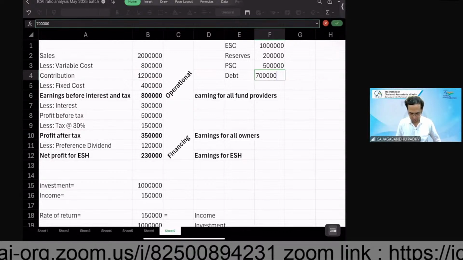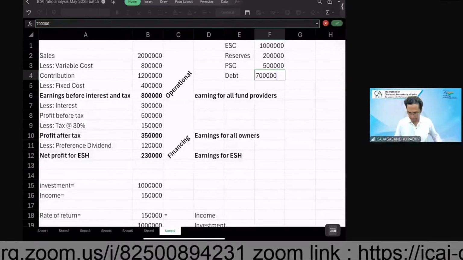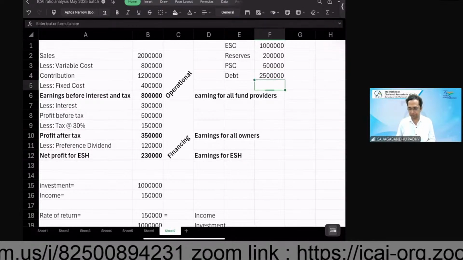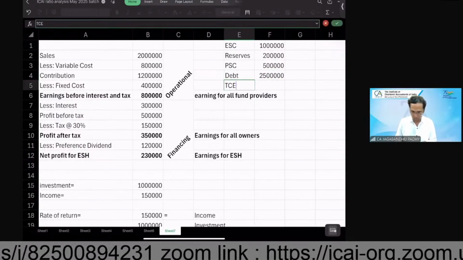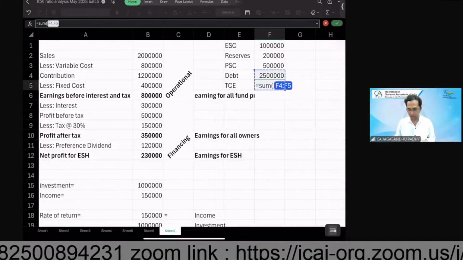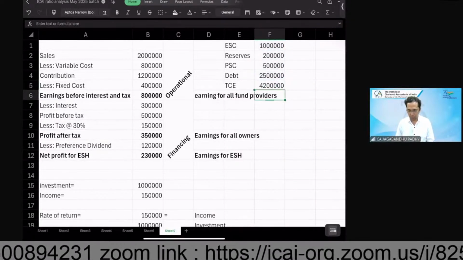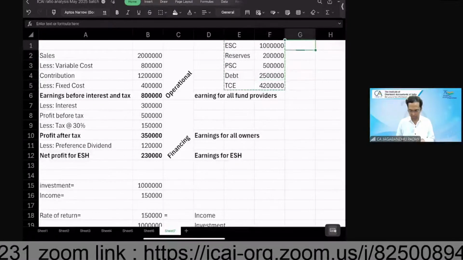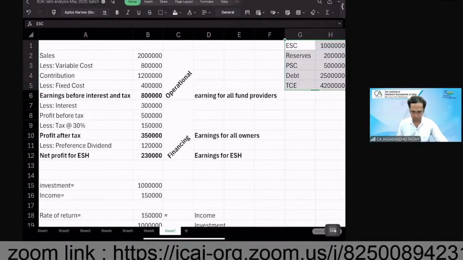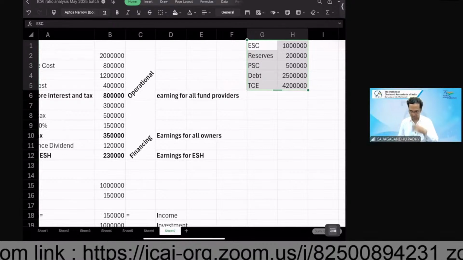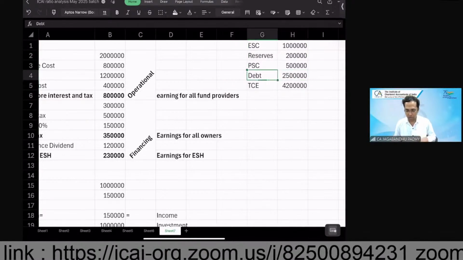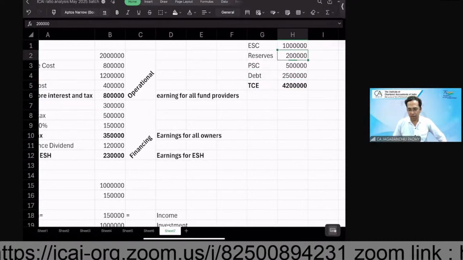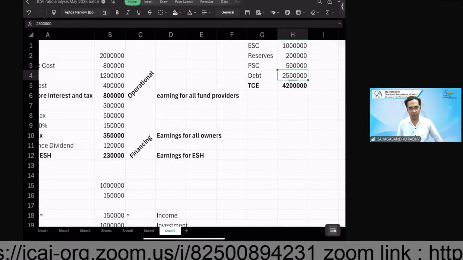Not 7 lakh, but 1 second. 25 lakh. Okay. So total capital employed is, we can take a summation of all of it, which is 42 lakh. So these are just hypothetical numbers that we are considering over here. Okay, 42 lakhs is the total capital employed, and the bifurcation goes as equity share capital 10 lakh, reserves of 2 lakh, preference share capital of 5 lakh, and debt of 25 lakh.